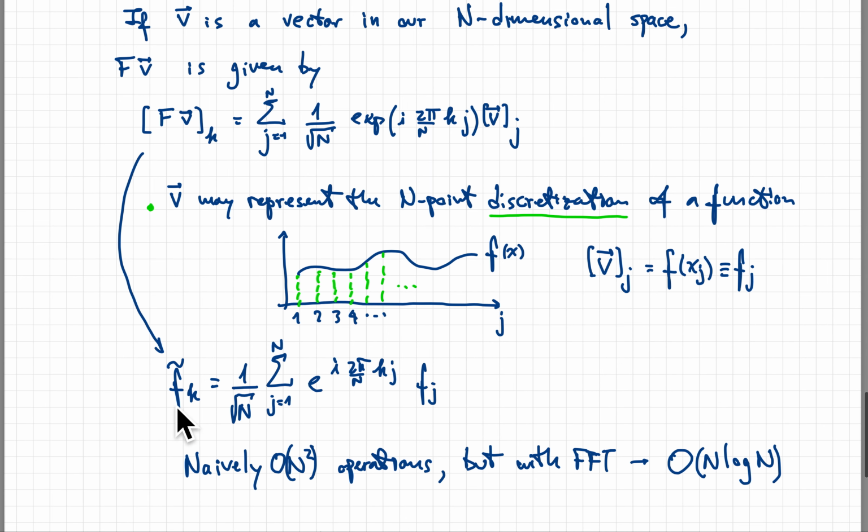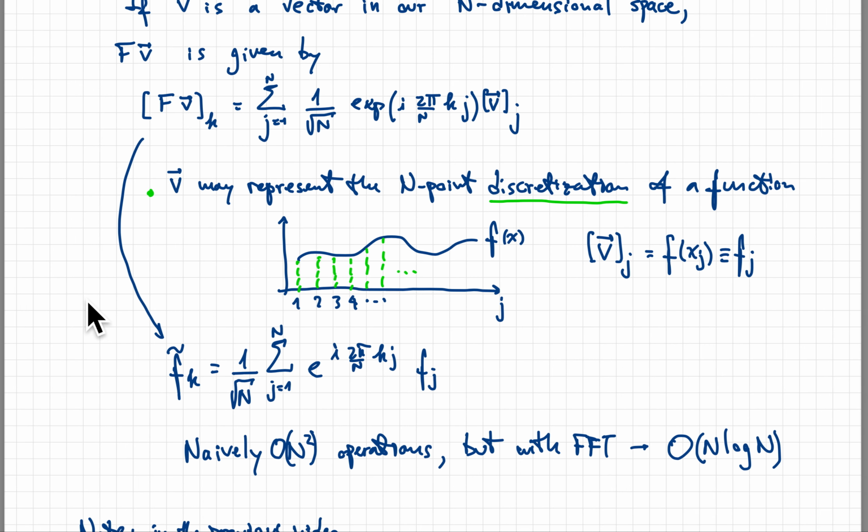And so we obtain f tilde sub k, the result of applying f to v. We're going to call it f tilde elements of k. So it's going to be a vector with k going from 1 to n. And the result is 1 over square root of n, sum from j equals 1 to n of our exponent, we haven't changed that at all, times our function elements of j. And so what you have here is something that really looks like a discrete version of a Fourier transform.